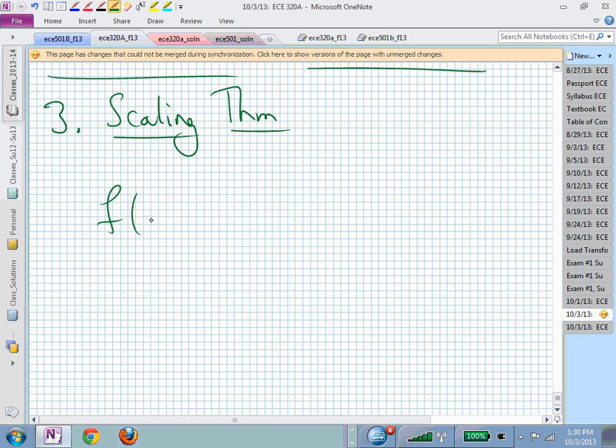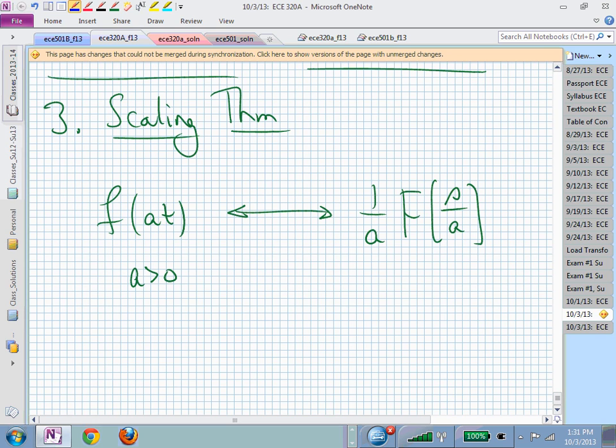Which said that if we have f of t and we change the time axis, we either expand it or we compress it. But we always keep a positive, let's say. Then this transforms into 1 over a f of s over a. And you know what I'm going to ask now.